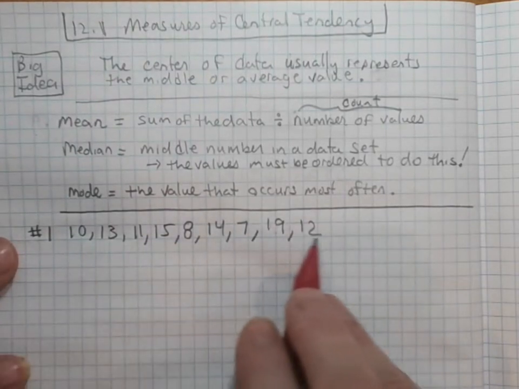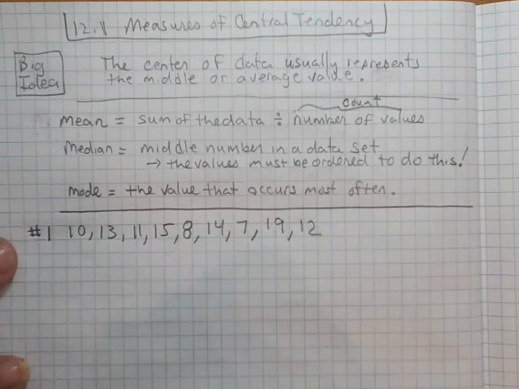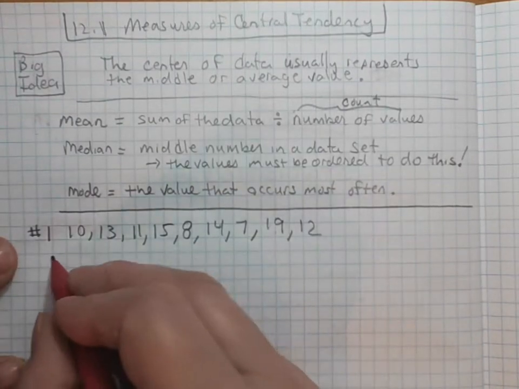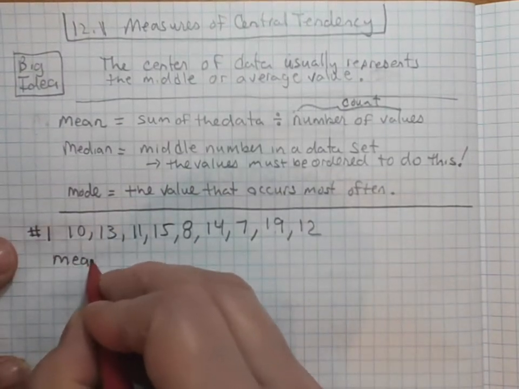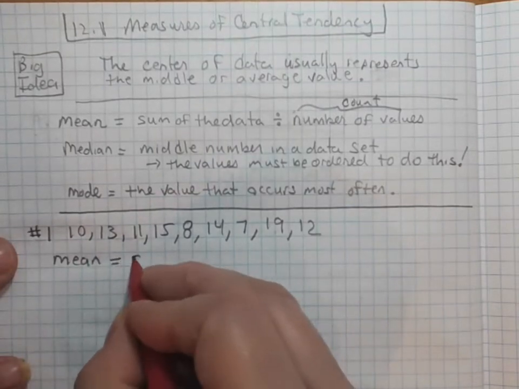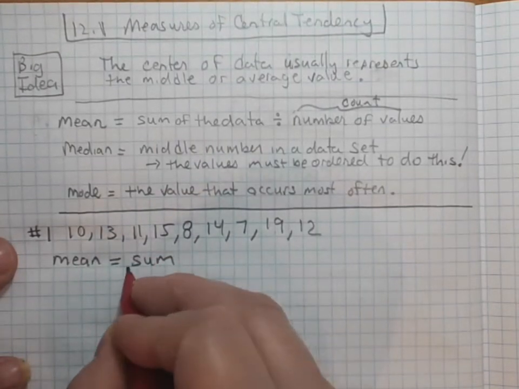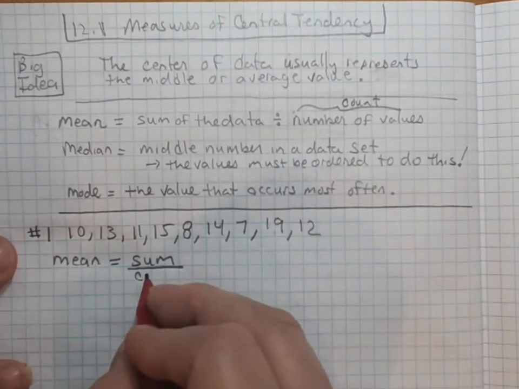Okay, so here's some data. And what we're going to do is calculate the mean, median, and mode. So we'll start with the mean. To do the mean, we have to have the sum of all the numbers, and then we divide that by the count.